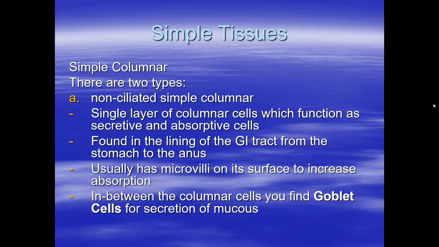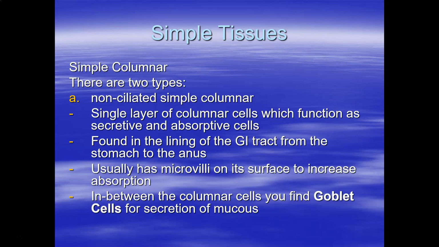For the simple tissues of columnar, there are 2 types, and that has to do with what's on top of the apical layer. So the first is called non-ciliated simple columnar. It is a single layer of columnar cells which function as secretive and absorptive cells. So they secrete as well, and they do absorb. We tend to find non-ciliated simple columnar in the lining of the GI tract from the stomach to the anus.